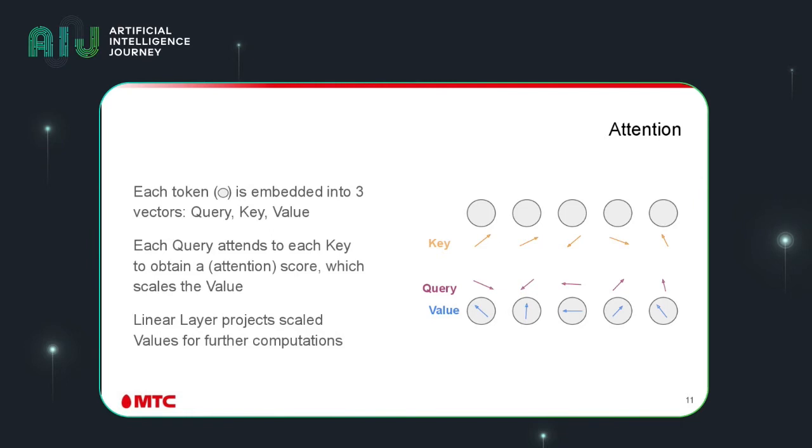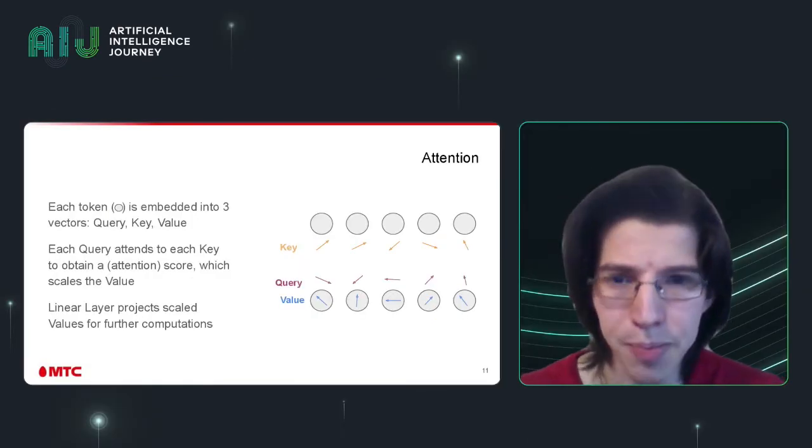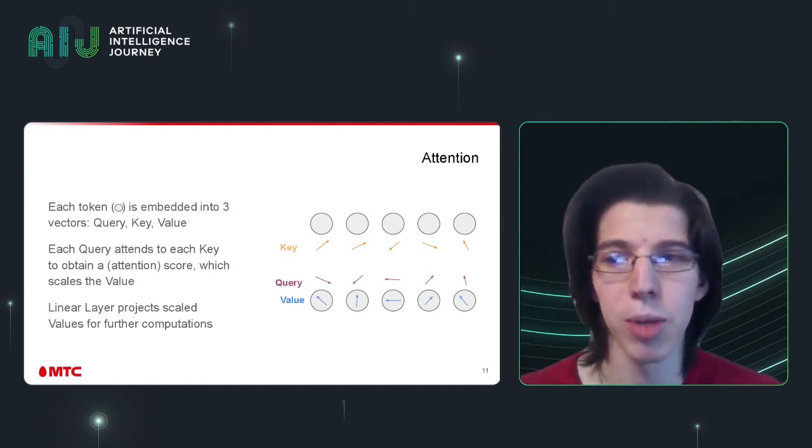So here is an explanation that I like very much. The tokens are in circles. We embed them into three vectors: query, key, and value. Each query looks at each key. So first query, first arrow, and we try to get a score, a measure of similarity. There are various approaches, but that's the important part.